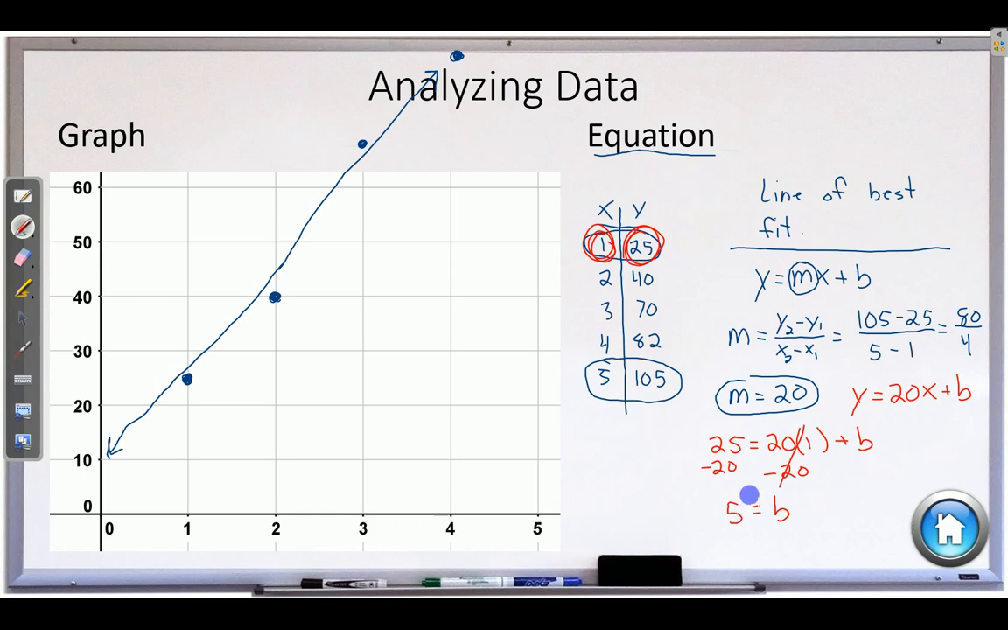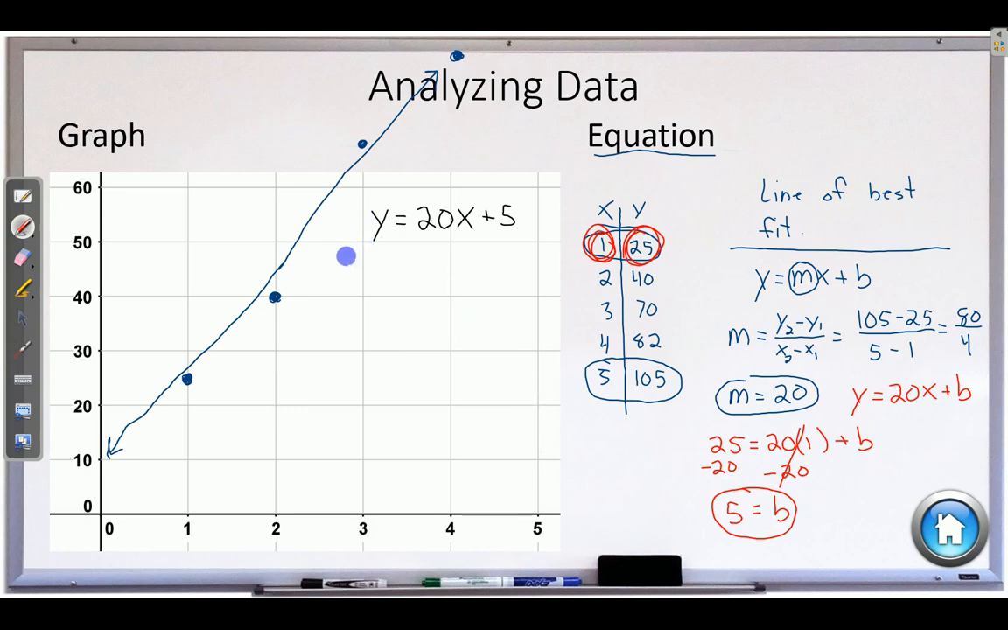So now we have m and we have b. We now have the equation of this line. This line is y equals 20x plus 5. So that is the equation that now models how far this ball will roll down if we raise the ramp to a certain height. Now that's a little weird because we have a context.